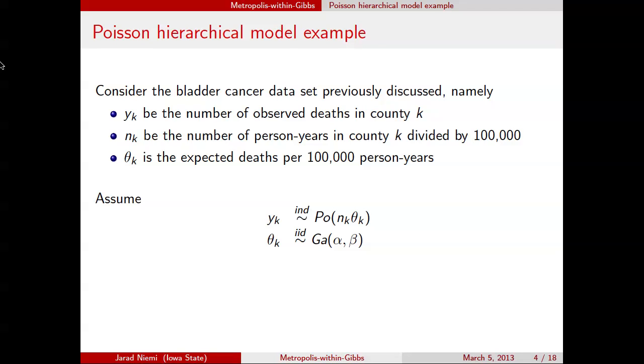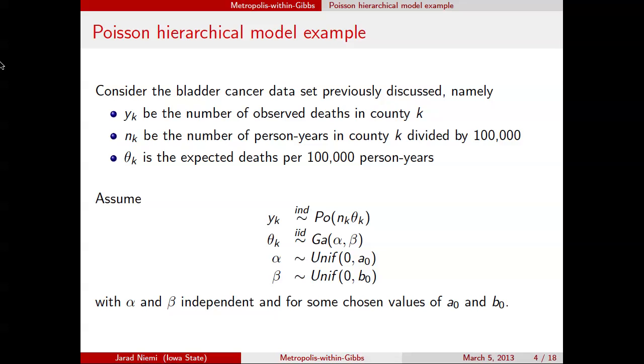And then we put a prior on the expected death rate in the counties that has a gamma distribution. We use this because it was conjugate, and we'll see where that comes up in a second. If we had stopped here and plugged in values for alpha and beta, we would have had a standard Bayesian model. But we're going to do this as a hierarchical model, so we're going to put priors on alpha and beta and therefore learn what alpha and beta are. In this case, we have such a large data set that I just chose uniform priors for alpha and beta, for some values alpha naught and beta naught. Just to be explicit, alpha and beta are independent.